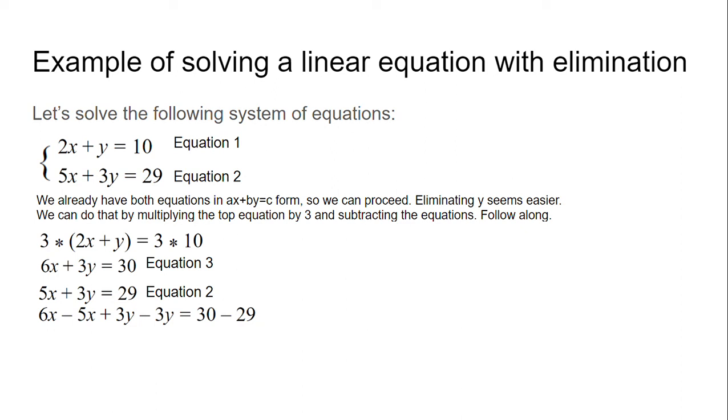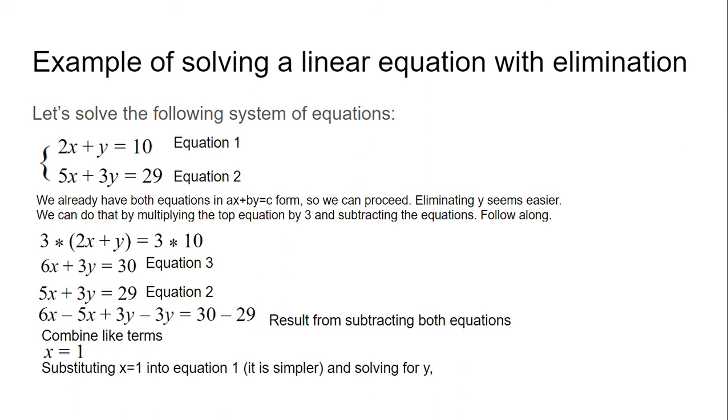We can subtract both equations since they are not opposites of each other, to get 6x minus 5x plus 3y minus 3y equals 30 minus 29. Now let's combine like terms. The 3y and negative 3y cancel out, and 30 minus 29 is 1. 6x minus 5x is x, so we get x equals 1.